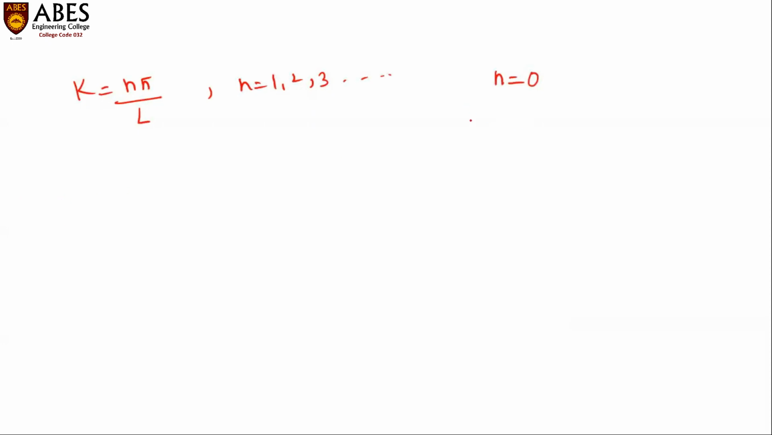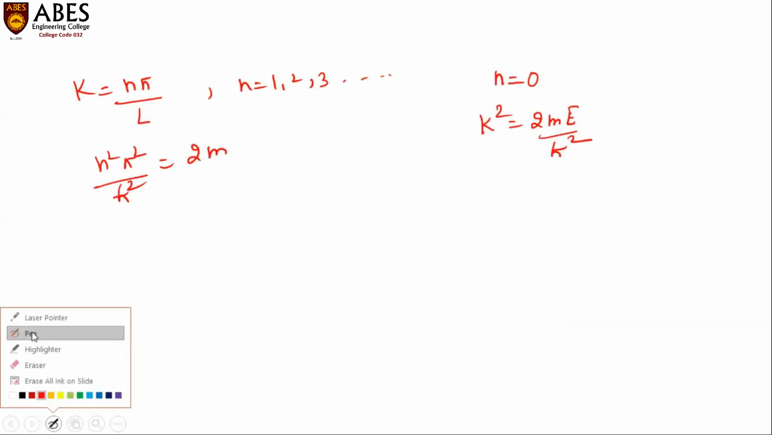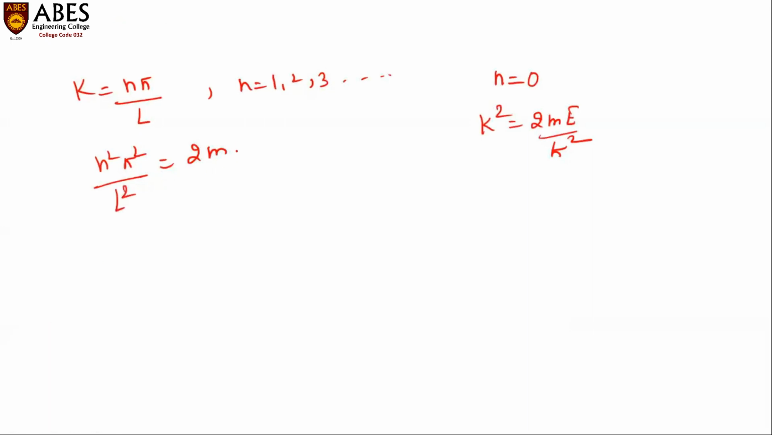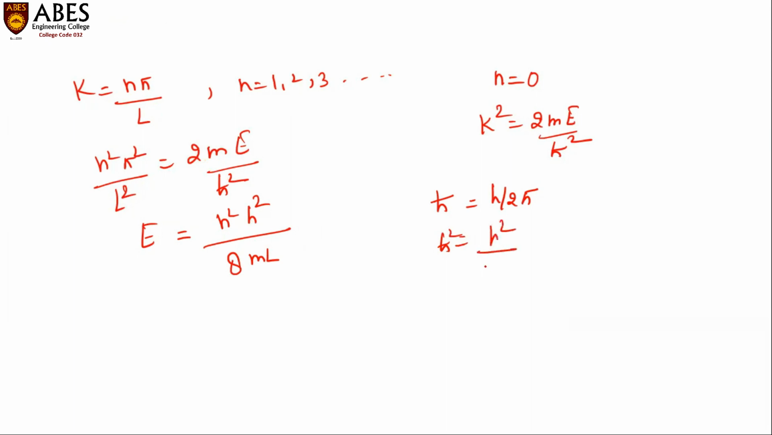Substituting this value, we know k square is equal to 2mE by h cross square, and k is equal to n pi by L, so n square pi square by L square is equal to 2mE by h cross square, or we can write it as E is equal to n square h square by 8 m L square, as h cross is equal to h upon 2 pi. So h cross square is equal to h square by 4 pi square.